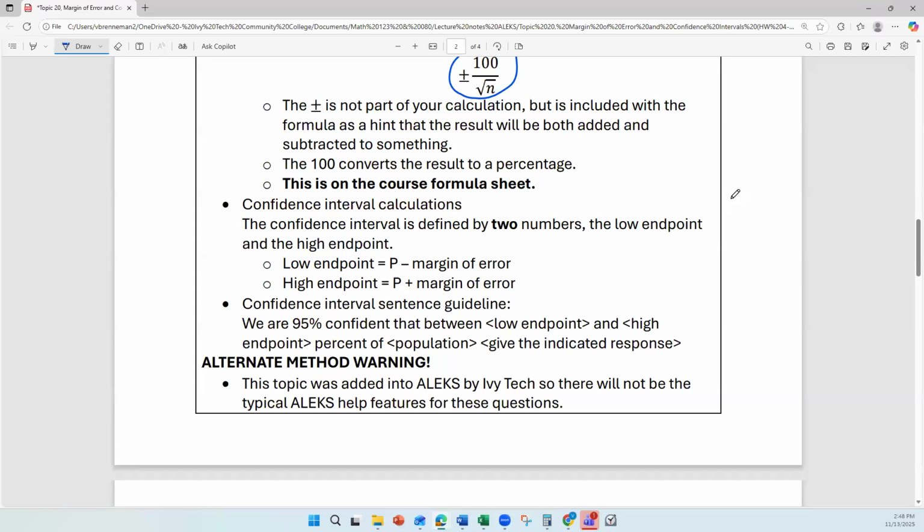The low end and the high end are equal distances from the actual survey result. That distance that they are from the survey result is the margin of error. So you calculate the low end point by taking the survey percentage minus the margin of error. High end point, survey percentage plus the margin of error. You do not do any calculations with the 95%. You do not do any calculations that combine the percentage with the sample size directly. So you do not need to find how many people gave that response.